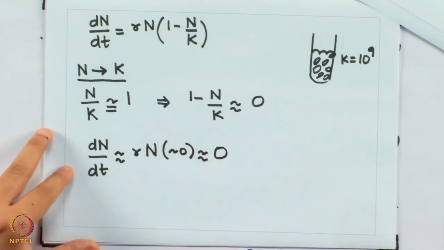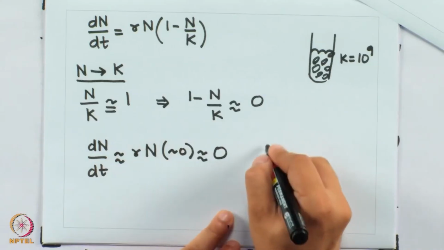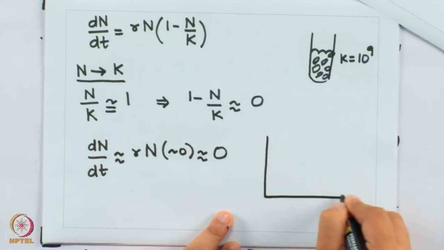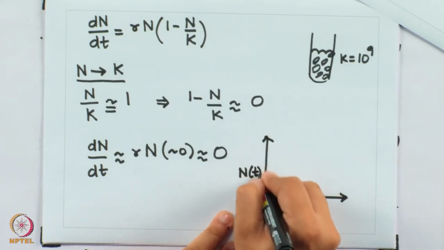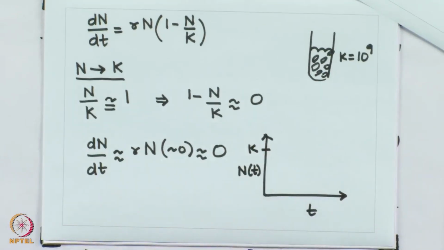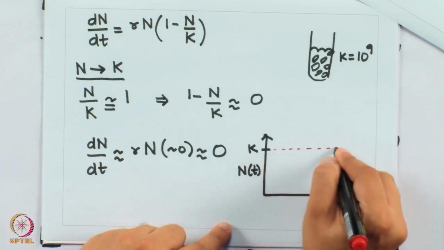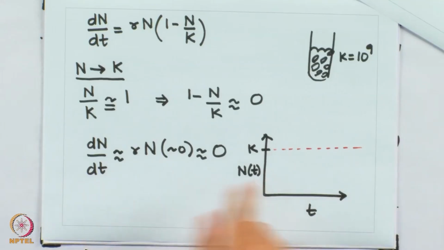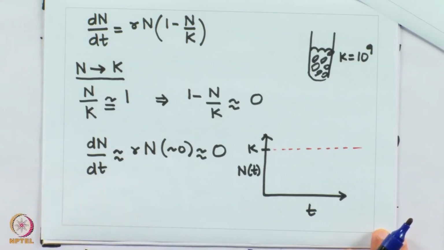dN by dt is actually approaching 0 as N approaches K, which means if I were to graphically plot this, when N is very close to K, let me just draw a dotted line here. When N approaches K, dN by dt approaches 0, and remember the definition of dN by dt is the rate at which the number of bacteria are changing with time.